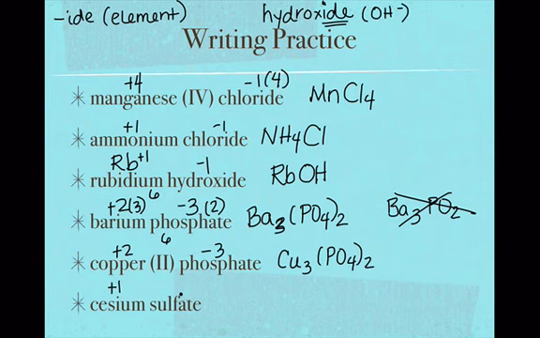Cesium is a +1. Sulfate is a -2. That's on your anions list. That's a polyatomic ion. So I'm going to need 2 cesiums. So Cs2SO4.